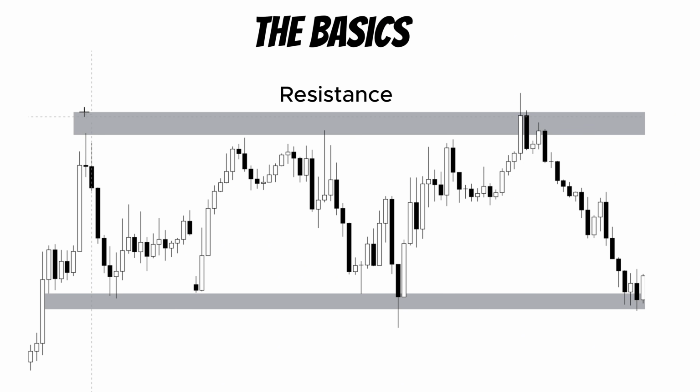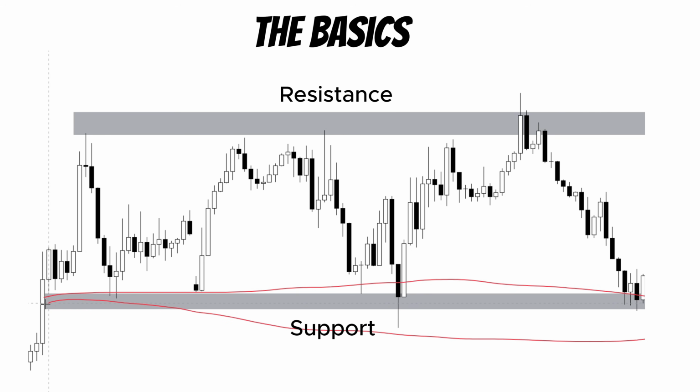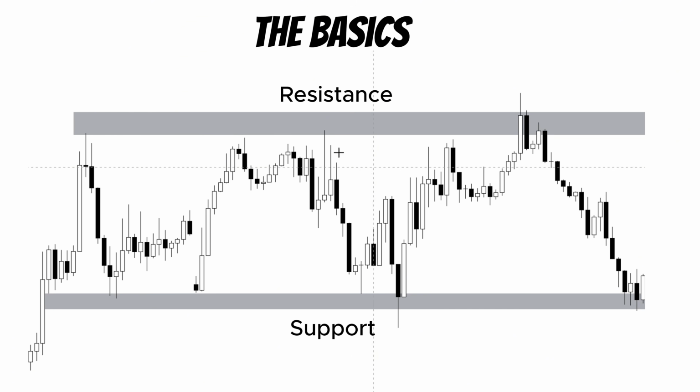When we see a resistance being formed at the top here, and then a support being formed on the bottom here, this simply means that buyers are holding the market to the upside every single time it comes down here, and sellers are holding the market to the downside every single time it comes up to this level. So basically in this area, sellers are more in control than buyers, and in this area, buyers are more in control than sellers. We need to understand the fundamentals of basic price action to understand why any strategy can work.